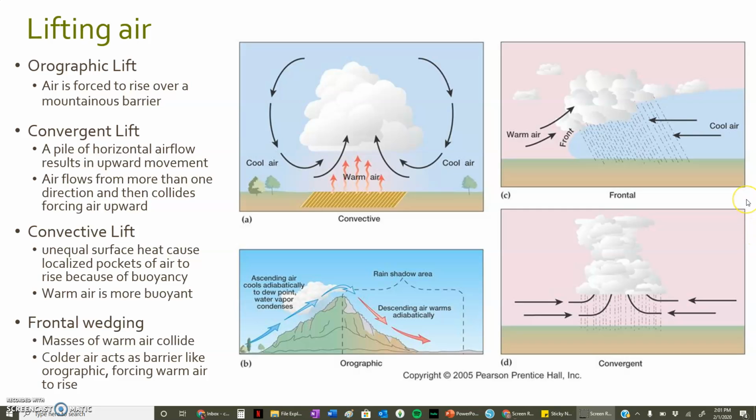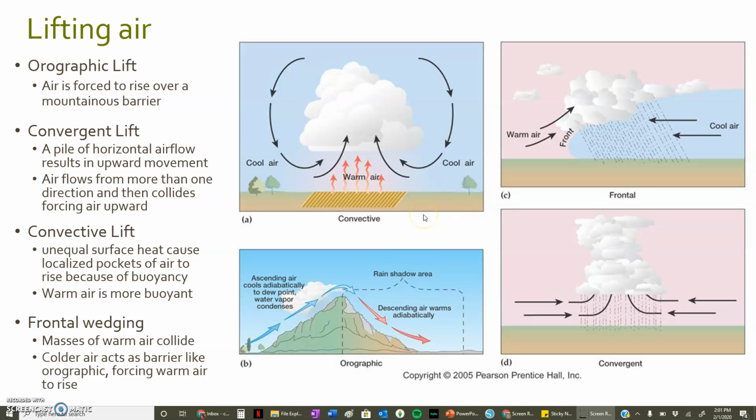There are 4 different types of lifting air. Orographic lift is when air is forced to rise over a mountainous barrier. In convergent lift, a pile of horizontal airflow results in an upward movement. Air is going to flow from 2 different directions and collide with each other, forcing them to go upward.